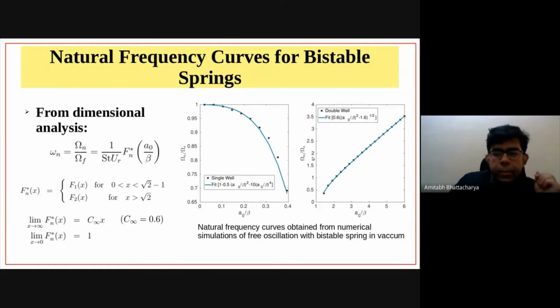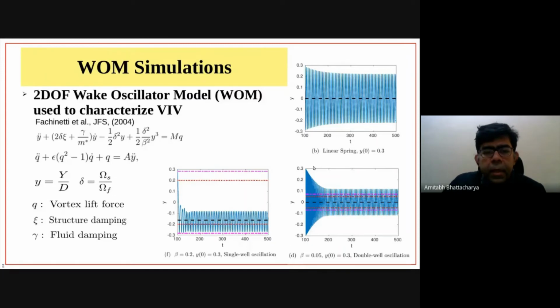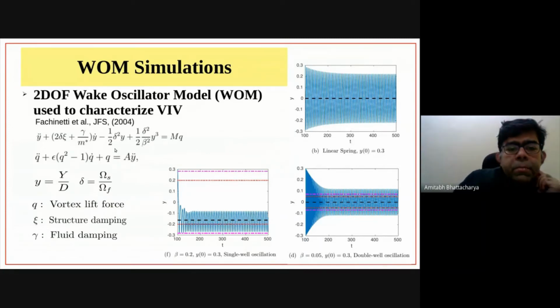Okay, so that's basically what we are seeing here. These are the two different regimes in which we have characterized the natural frequency. The first thing that we did was we used something called a Wake Oscillator Model to characterize this vortex-induced vibration due to bistable springs.